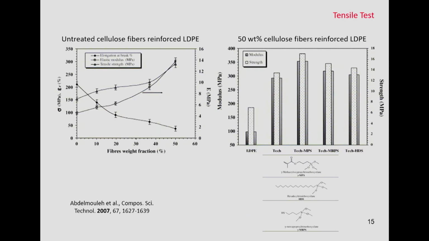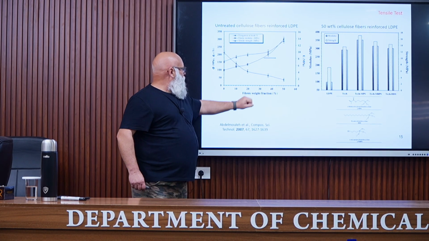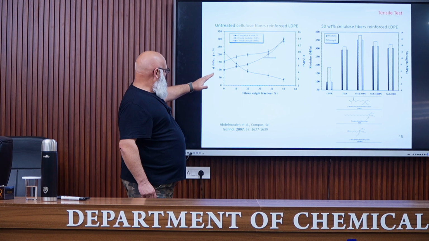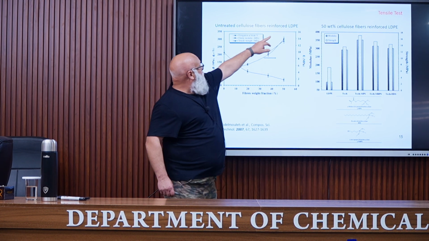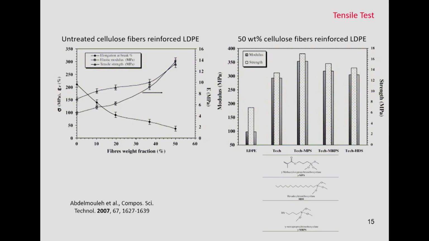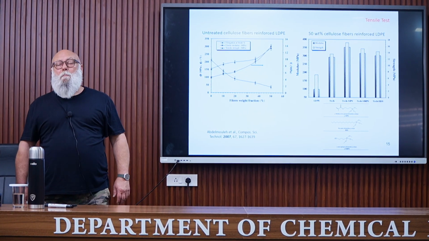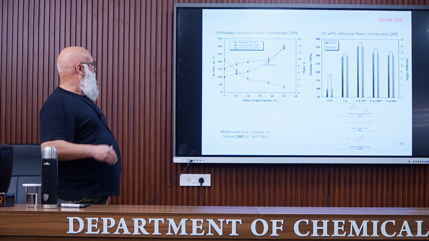So these are some other examples. You have here, as a function of fiber weight fraction, I don't remember, yes, it's low-density polyethylene, sorry, with cellulose fibers. So the elongation at break decreases, as the material becomes more brittle when adding the fibers. Regarding the modulus, we have an increase here and also an increase in the strength in this case, which is not always the case. An important parameter, of course, is the compatibilization between the fiber and the matrix.